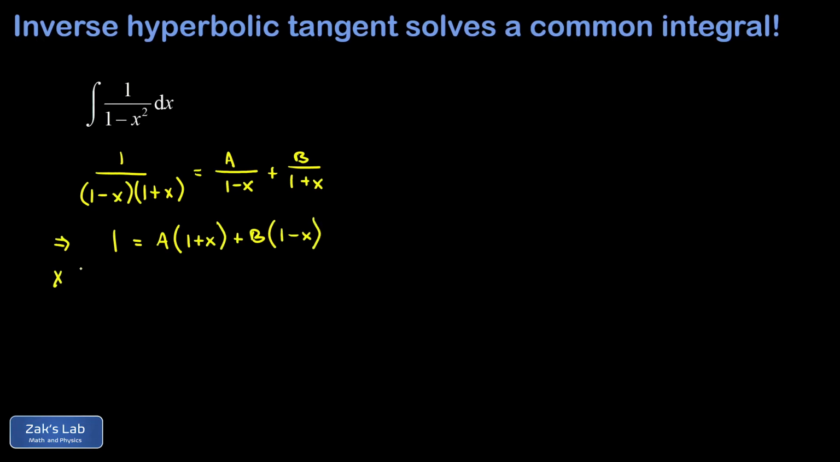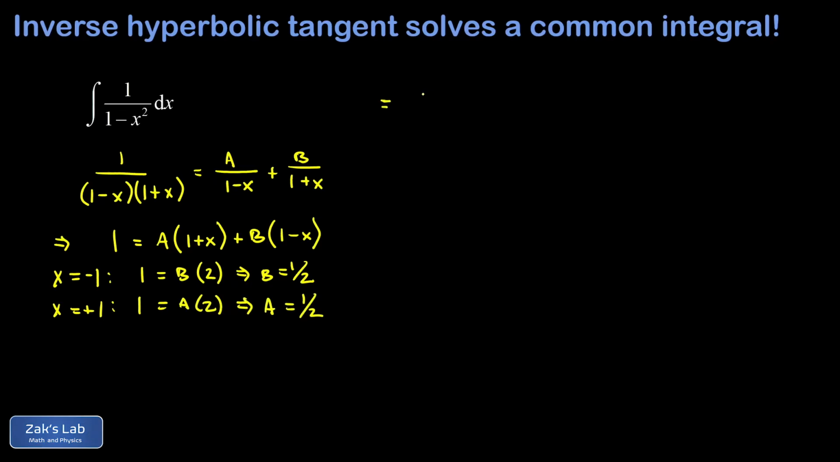And we can use substitution to get A and B really quick. If I sub in x equals -1, the A containing term vanishes, and I end up with 1 equals B times 1 minus -1, or B times 2. So B is equal to 1/2. If we sub in x equals +1, the B containing term vanishes, and I end up with 1 equals A times 2, so A is 1/2. This allows us to rewrite the integrand as 1/2 over 1 minus x plus 1/2 over 1 plus x.